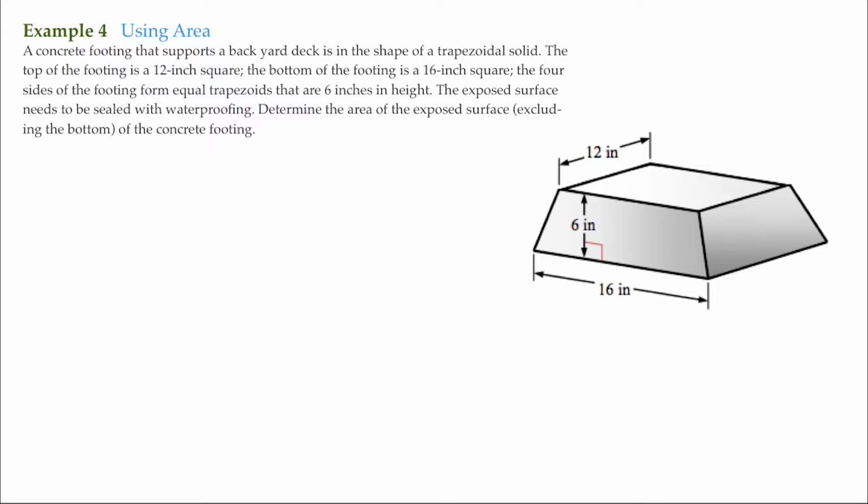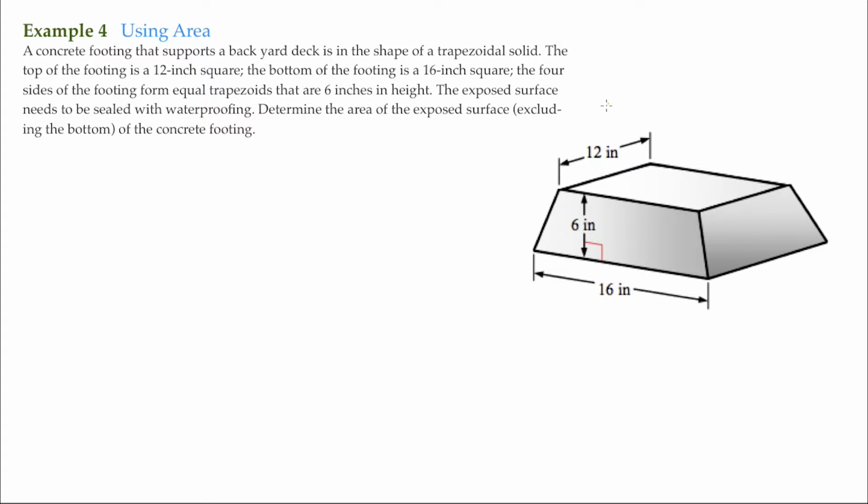We are going to continue using area. So for this example 4, it reads as a concrete footing that supports a backyard deck is in the shape of a trapezoidal solid. The top of the footing is a 12-inch square. The bottom of the footing is a 16-inch square. The four sides of the footing form equal trapezoids that are 6 inches in height. The exposed surface needs to be sealed with waterproofing. Determine the area of the exposed surface, that's excluding the bottom, of the concrete footing.